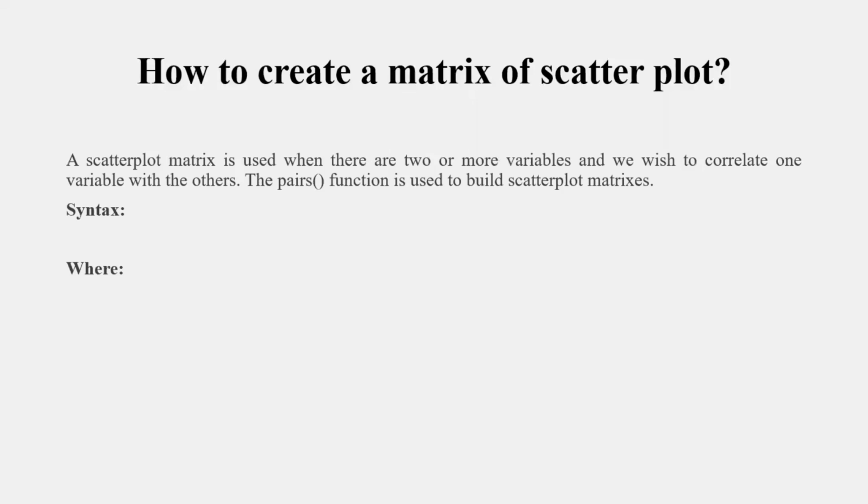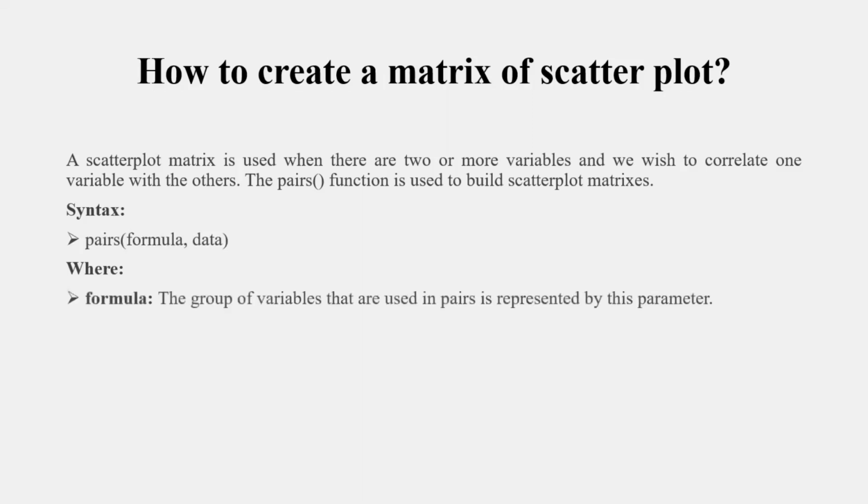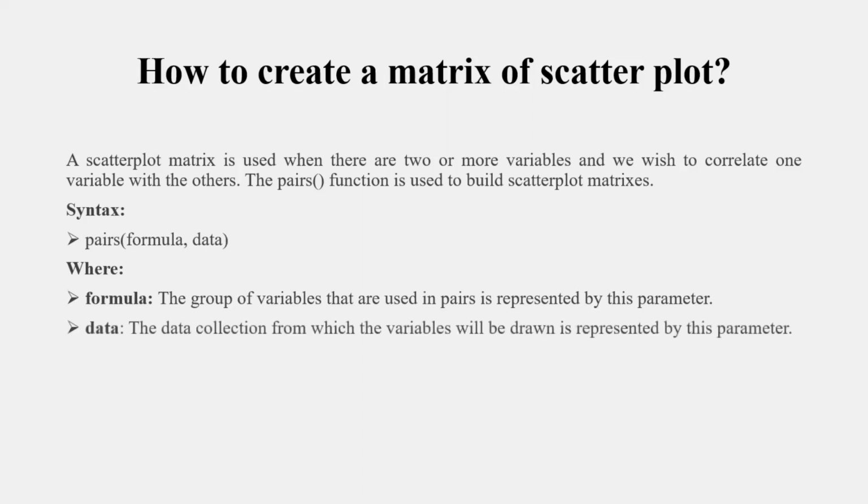So the question is, how to create a matrix of scatter plots. A scatter plot matrix is used when there are 2 or more variables and we wish to correlate one variable with the others. The pairs function is used to build a scatter plot matrix. The syntax is quite simple. Just use the pairs function where formula, the group of variables that are used in pairs, is represented by this parameter. The data parameter represents the data collection from which all the variables will be drawn. Now let's move to our studio.